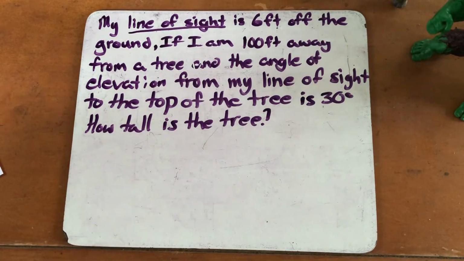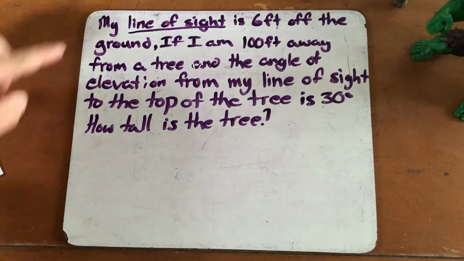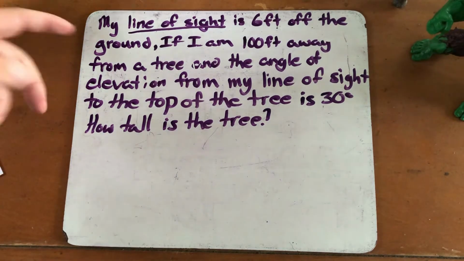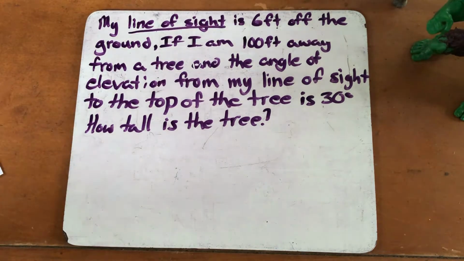For the next problem, we're told that my line of sight is 6 feet off the ground. If I'm 100 feet away from a tree and the angle of elevation from my line of sight to the top of the tree is 30 degrees, how tall is the tree? Now, in this case, this phrase, line of sight, is very important. What that gives me is that the base of my 90-degree triangle isn't on the ground. So I'm not going to use the full height of the tree to find my stuff. I'm going to have to take into consideration this 6 feet.